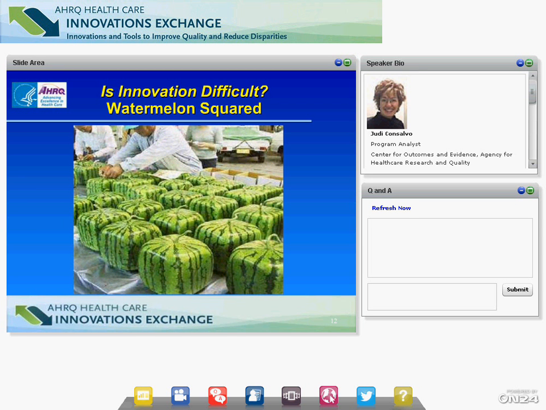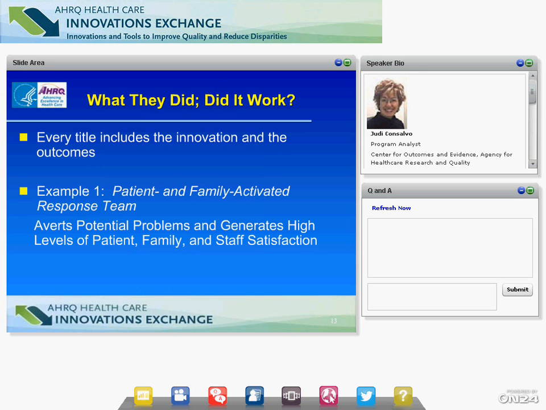The Innovations Exchange was indeed designed with the busy clinician in mind. One feature of the Innovations Exchange is that the titles tell the story. The title answers the question: what they did and did it work. In the next slide, thank you, we begin to see how this takes shape. From the title alone, the clinician can decide if this is an innovation that could potentially meet their improvement need. Every title includes a statement about the innovation and the outcomes.